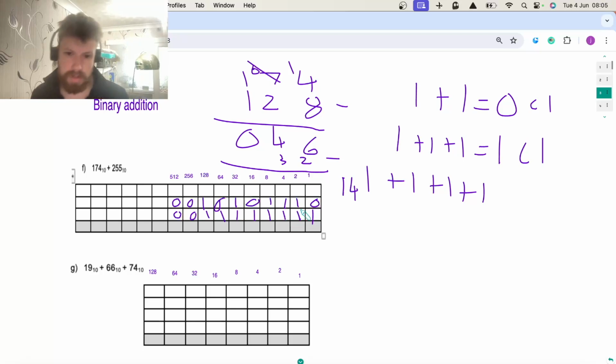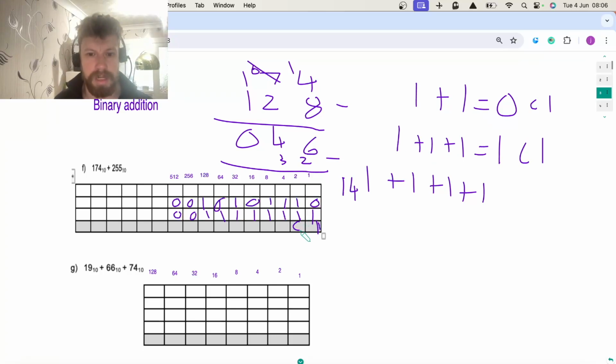Let's have a look at how we do this. We start from the right hand side and we go 0 plus 1. 0 plus 1 follows the same rules that you know, so that's going to be a 1. Now, it gets a little bit confusing when you've got to do 1 plus 1. Have a look at our rules up here. If it helps, just write them down next to it: 1 plus 1 equals 0, carry the 1. 1 plus 1 plus 1 equals 1, carry the 1. That's that rule there.